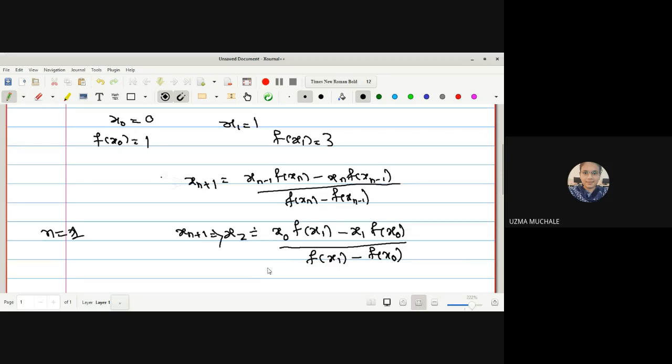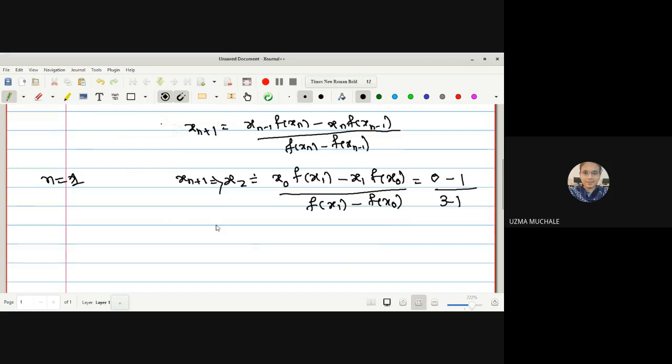We have x0 equal to 0, so this term will be 0, minus x1, which is 1, into f(x0), which is 1, divided by f(x1) minus f(x0), that is minus 3 minus 1. So the resultant value of x2 is minus 1 divided by minus 2.